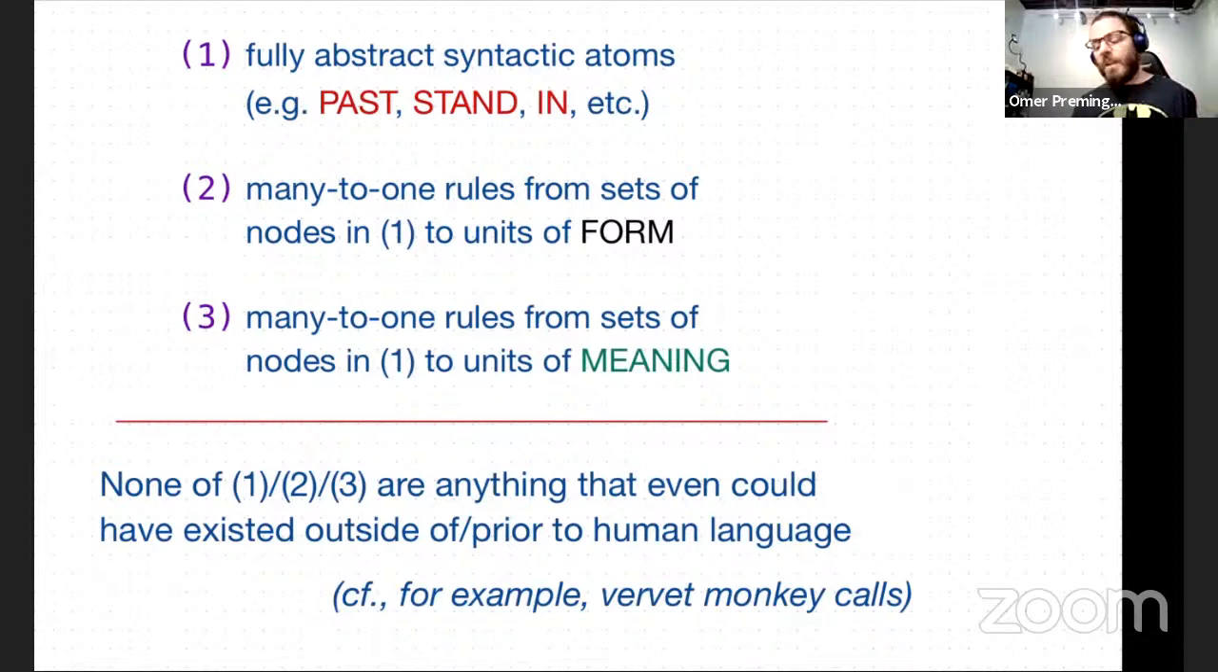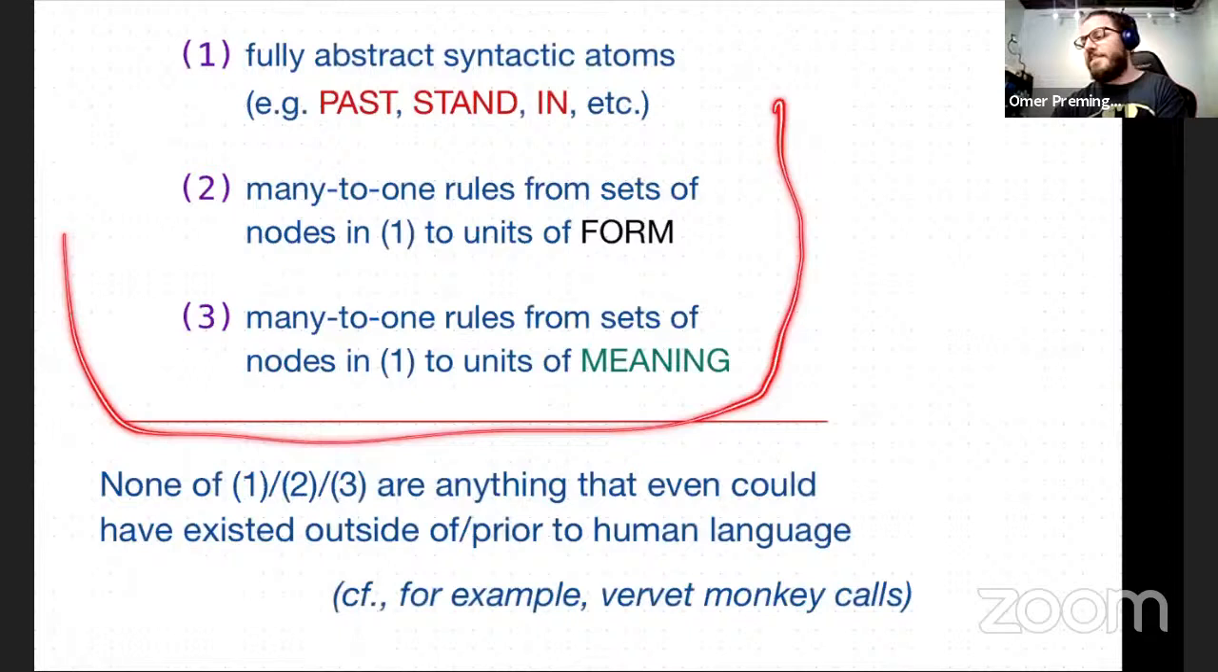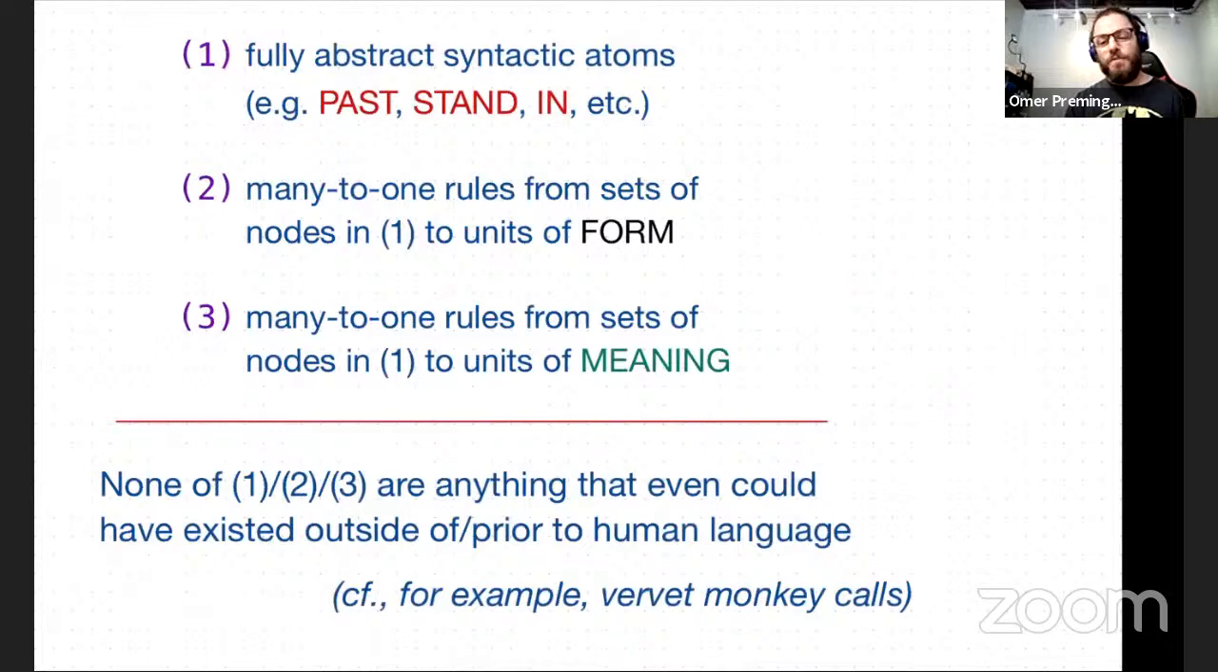But now let's circle back to where we started from in Humboldt and Chomsky and what the secret sauce is for natural language. Notice that none of these things is anything that could have existed outside language. Even if vervet monkeys have arbitrary signs, these are not arbitrary signs of the vervet monkey. In particular, there are elements here that are completely abstract from form and from meaning. There are maps from sets of these to units of forms, and there are separate maps from sets of these to units of meaning. All of this is linguistically proprietary cognitive machinery.